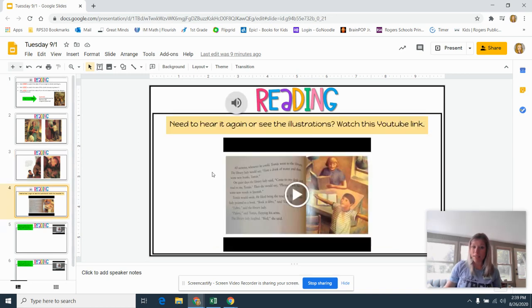Remember, I also have a slide here for you if you need to watch the story again or you need to just look at the illustrations of the whole book. You can go and do that.